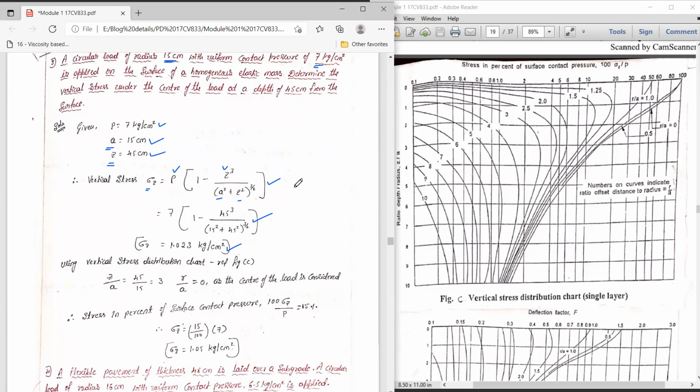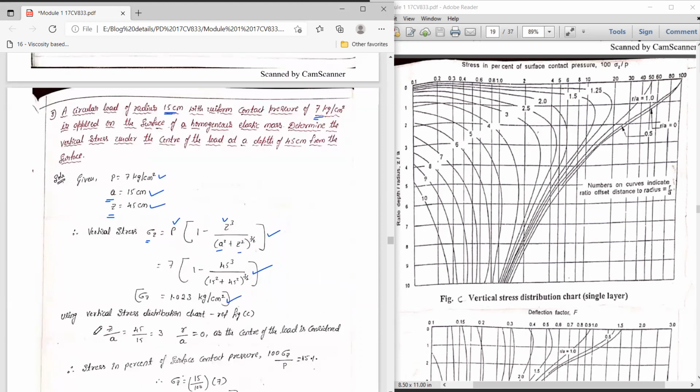The same problem can also be solved by using the vertical stress distribution chart. This is the procedure. First, calculate Z by A, where Z stands for the depth where we are finding the vertical stress and A stands for the radius. So 45 divided by 15 is equal to 3.